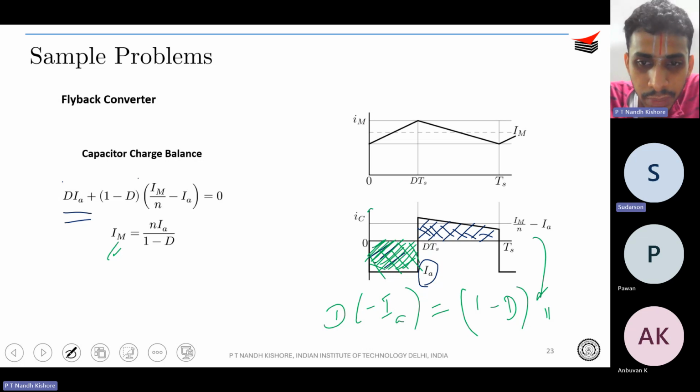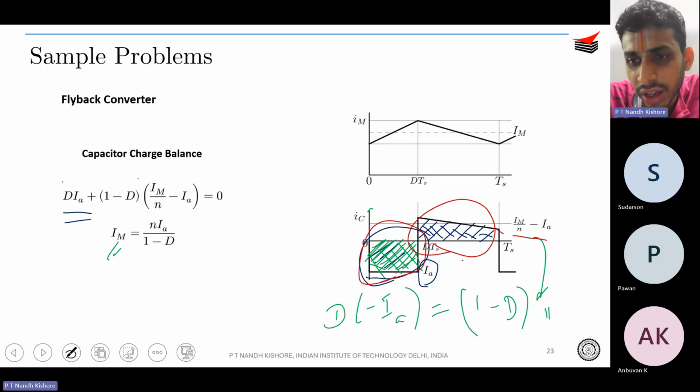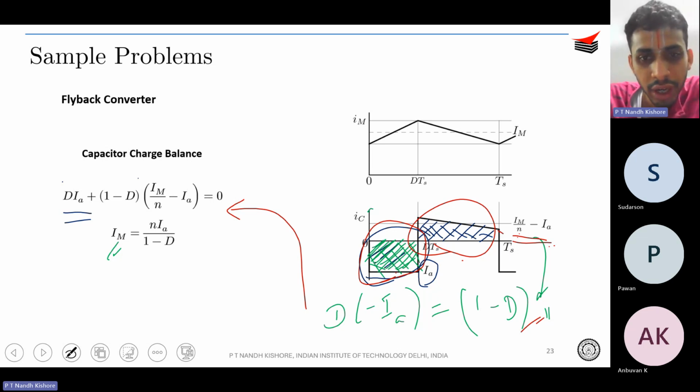So D into IA, D into IA and then 1 minus D into this particular average current, Im by n minus Ia. Just equate it and then solve for Im. When you equate it, you can write an expression like this. D into minus Ia becomes D into Ia if you take it on the same side. So Im becomes n into Ia by D. Got it?